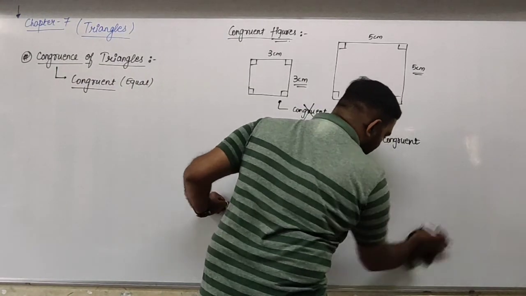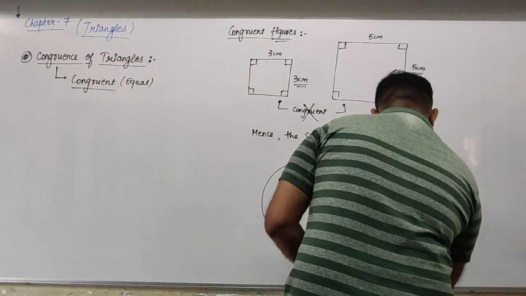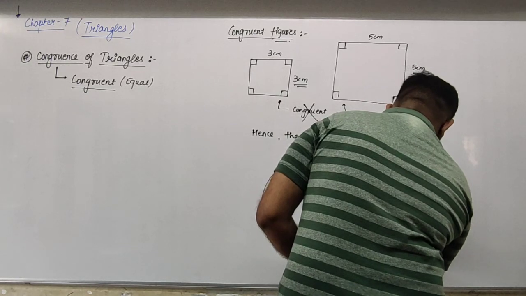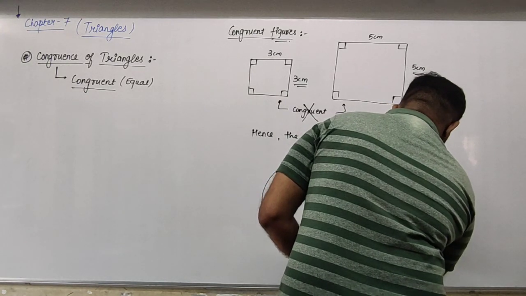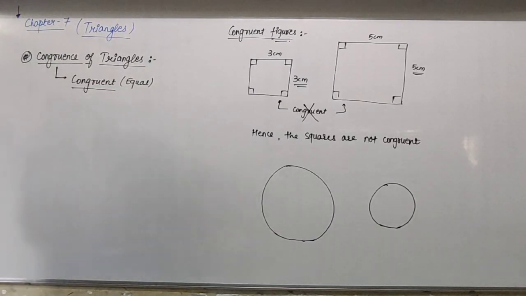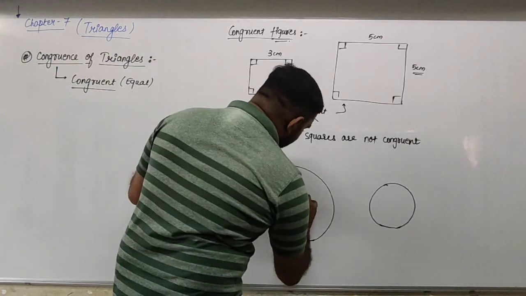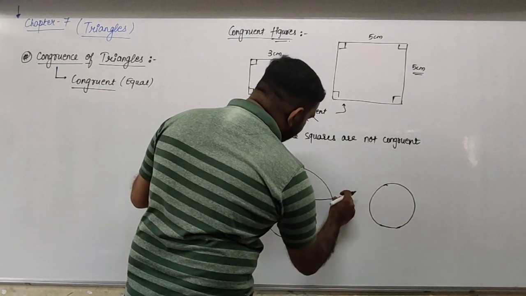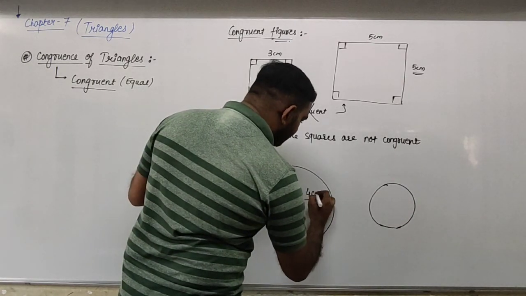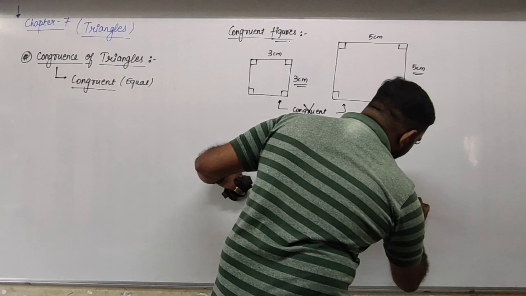I need to go smaller. So here these are the two circles. Let us see the radius of the first circle. The radius of the first circle is 4 cm. And the radius of the second circle is 1.5 cm.